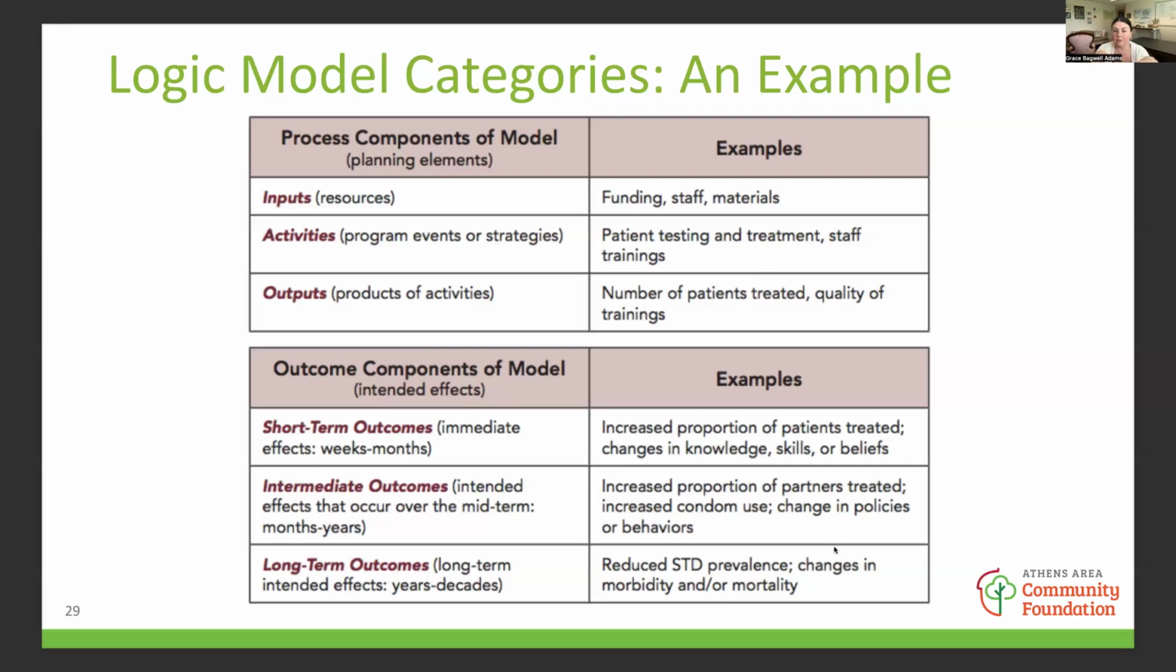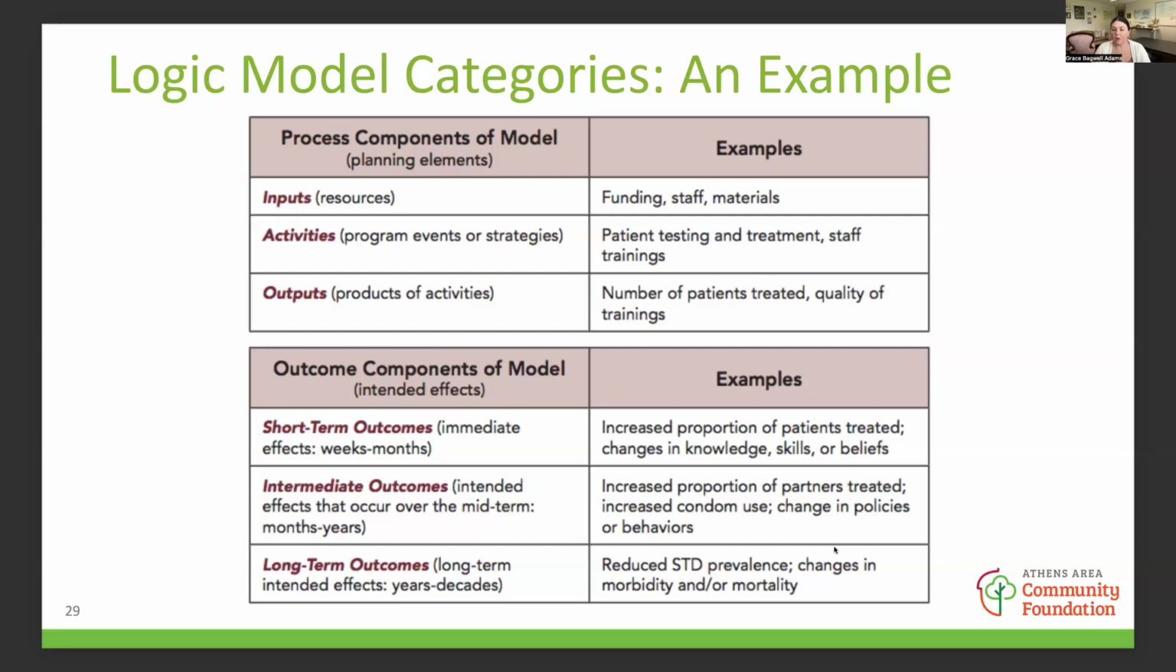Now we're going to move into the second layer of the logic model, and that's where we start looking at the intended effects. How do we expect the world to be different because of this work? If you look at short-term outcomes, we might expect a change in the proportion of patients treated. We may be able to reach more patients now because of this intervention. We could see changes in knowledge, skills, or belief.